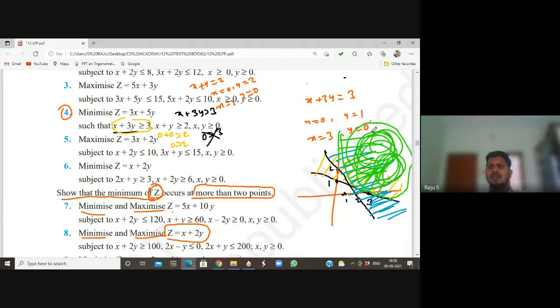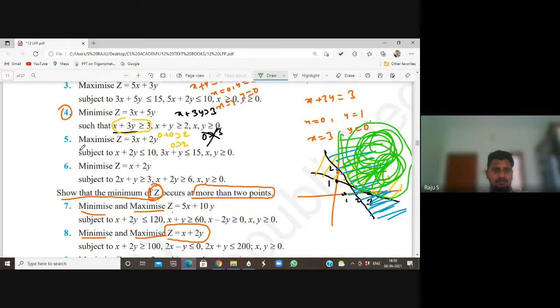Is it bounded, student? No, it is unbounded. So these unbounded questions we don't have in the syllabus. Fourth one is an unbounded question.